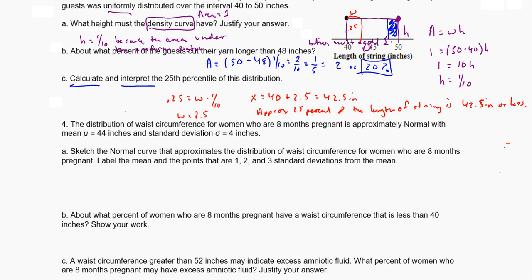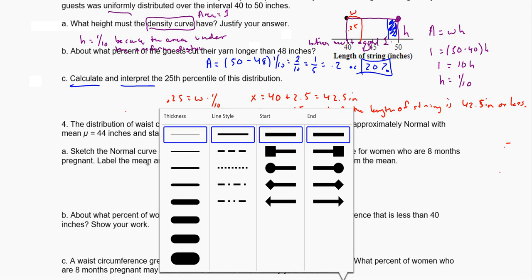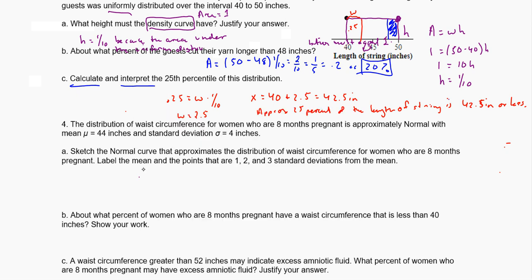Continuing on, let's look at number 4. It says the distribution of waist circumference of women who are 8 months pregnant is approximately normal with a mean of 44 inches and a standard deviation of 4 inches. Sketch the normal curve that approximates the distribution of waist circumference of women who are 8 months pregnant. Label the mean and the points that are 3 standard deviations away. I did something similar in our previous one, so this is another problem similar to that. And so right here, we're going to have a normal distribution.